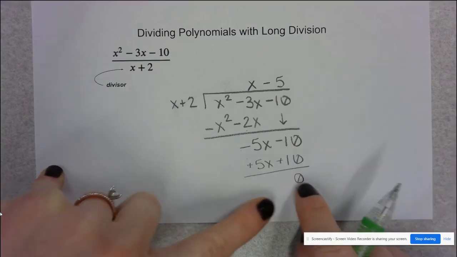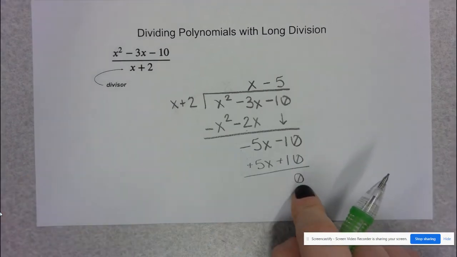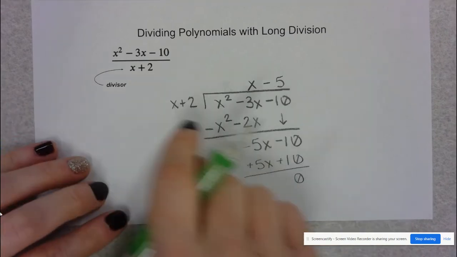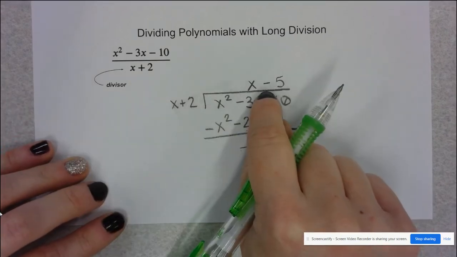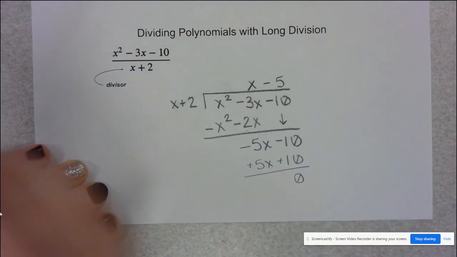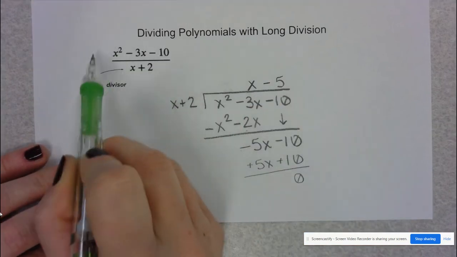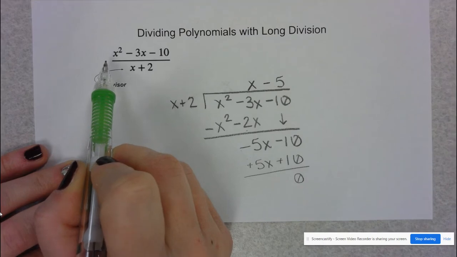So what this tells me, since this is a remainder of 0, is that x plus 2 and x minus 5 are factors of x squared minus 3x minus 10.